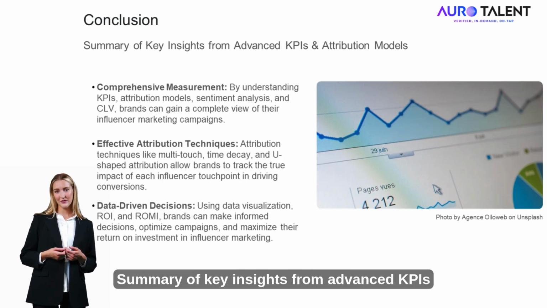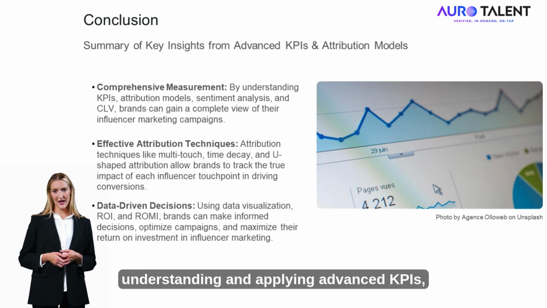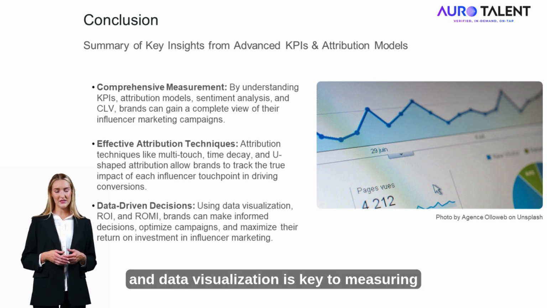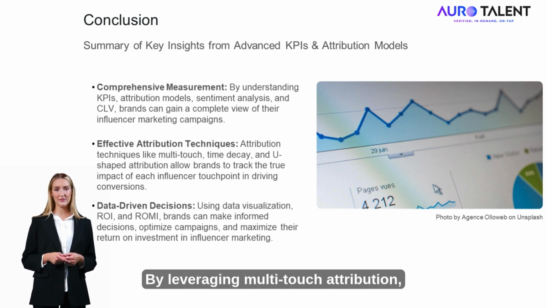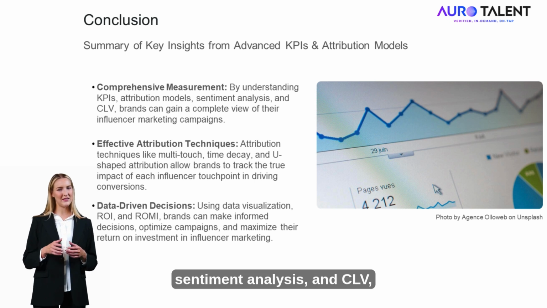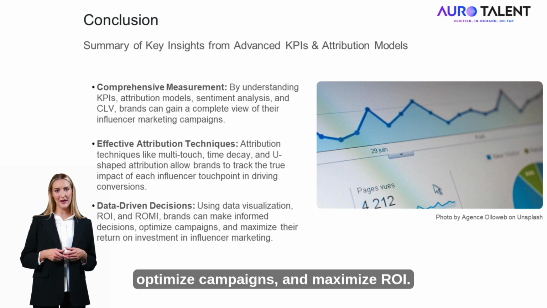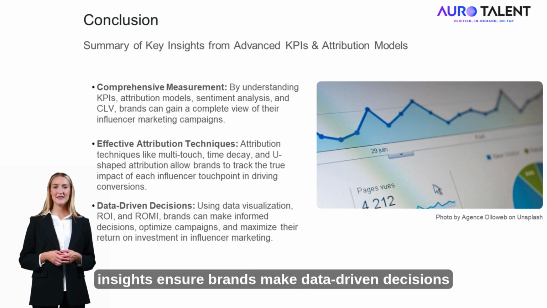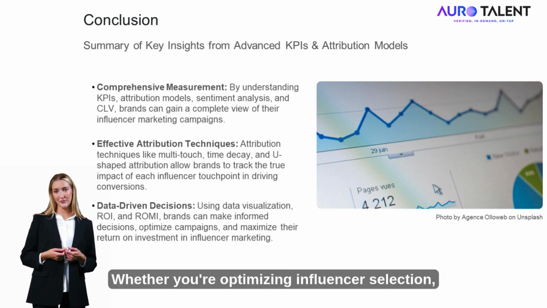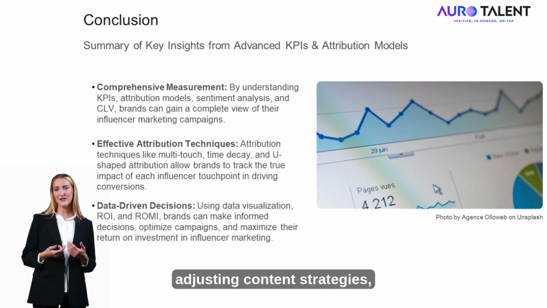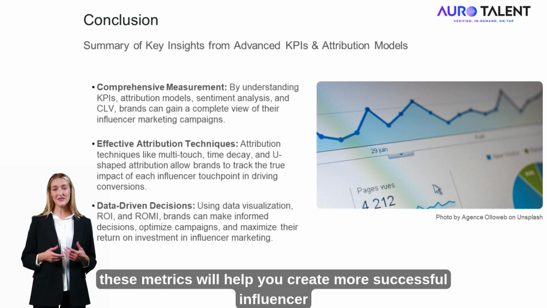Summary of key insights from advanced KPIs and attribution models. In conclusion, understanding and applying advanced KPIs, attribution models, and data visualization is key to measuring the effectiveness of influencer marketing campaigns. By leveraging multi-touch attribution, sentiment analysis, and CLV, brands can track the full customer journey, optimize campaigns, and maximize ROI. These insights ensure brands make data-driven decisions and enhance engagement across their campaigns. Whether you're optimizing influencer selection, adjusting content strategies, or refining attribution models, these metrics will help you create more successful influencer campaigns.